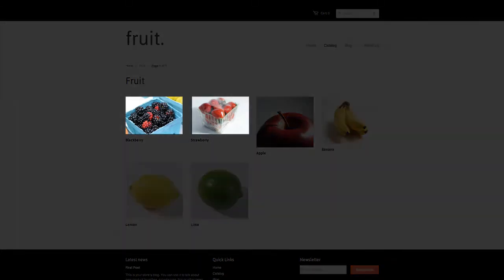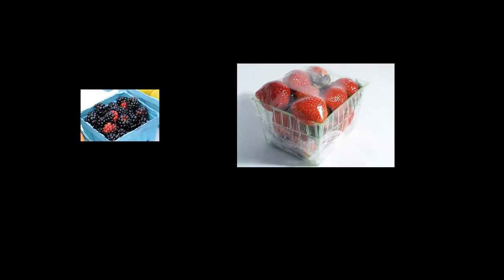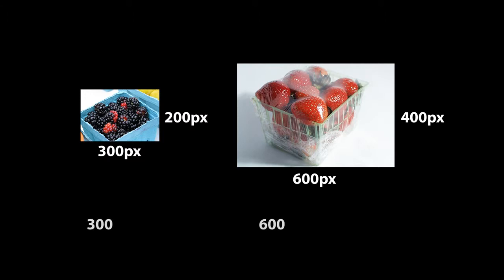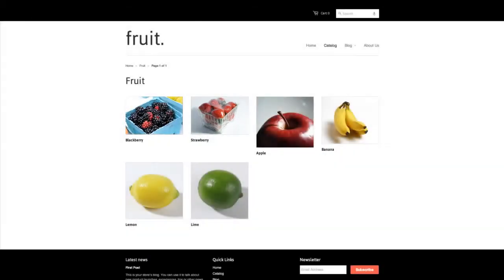To illustrate what this means, we'll have a look at two sets of images. The first image is 300 pixels wide by 200 pixels tall. Our second image is 600 pixels wide by 400 pixels tall. Even though the images are different sizes, they share the same aspect ratio. We know this because we can divide the width by the height for both of these images and we'll get the same number, 1.5. If we were to resize both of these images to be 150 pixels wide, you can see how they align correctly. This is because they have the same aspect ratio.